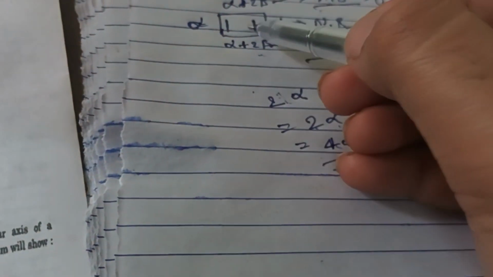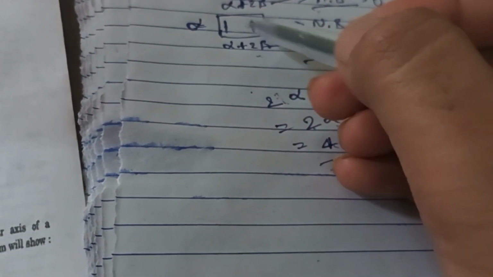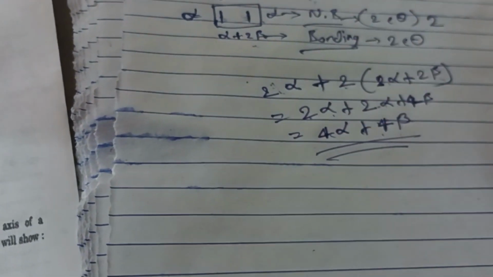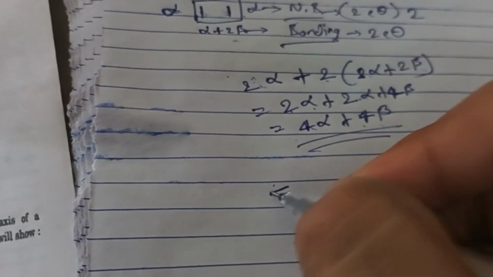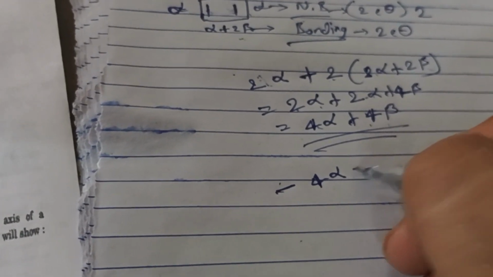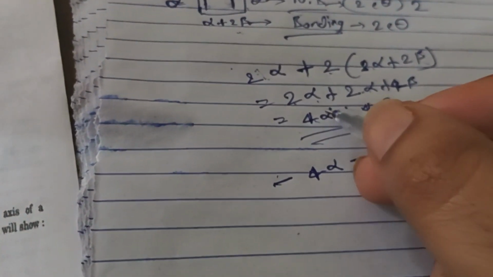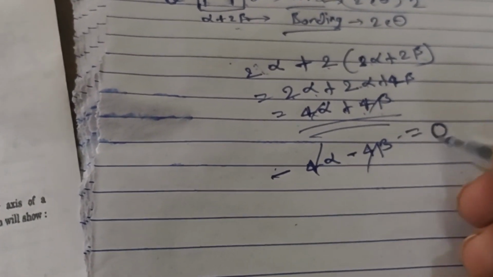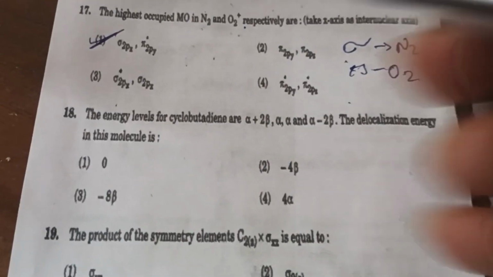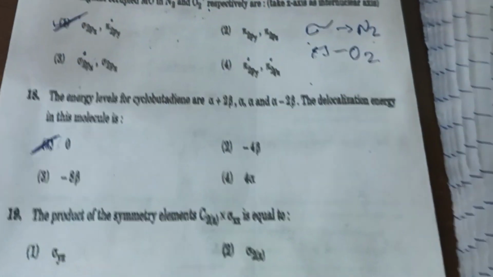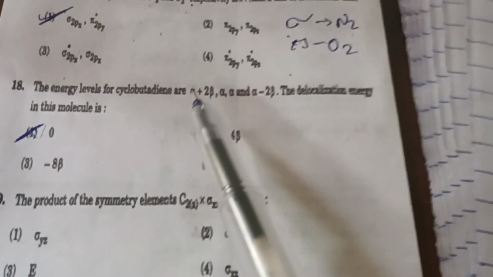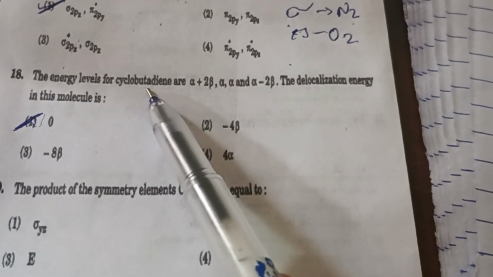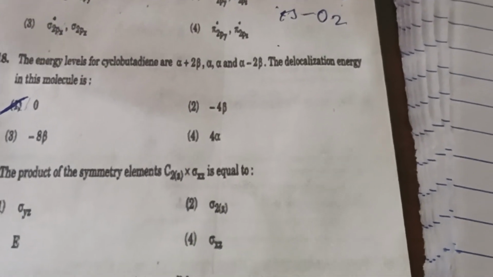And for the pi orbitals we have another 2 orbitals, which will give minus 4 alpha minus 4 beta, which will cancel out, and the resultant will be 0, so the correct answer is the first, which is 0. So first we have to consider the cyclobutadiene orbitals, and next we have to consider the pi orbitals within that.